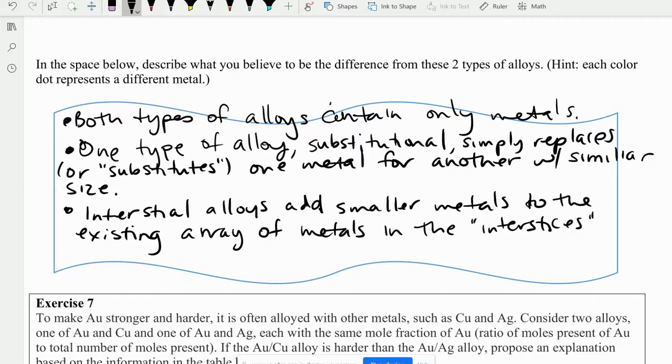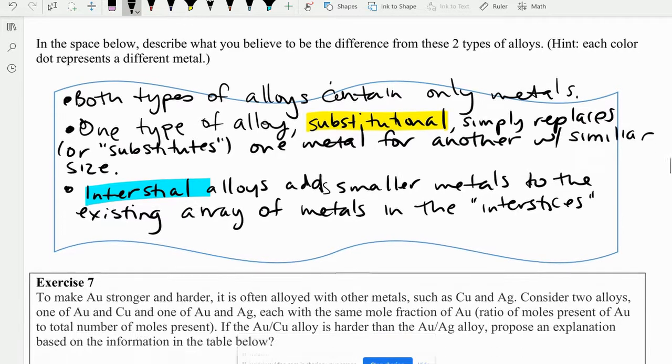Again, I just recapped what we just talked about. So both types of alloys contain only metals. One type of alloy, the substitutional one, simply replaces or substitutes one metal for another with similar size. And the other, an interstitial alloy, adds smaller atoms to the existing array of metals, more specifically in the interstices.